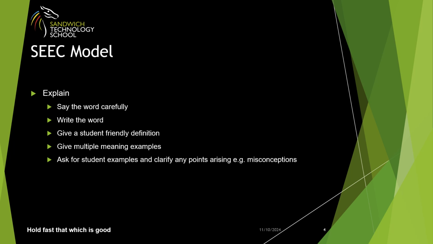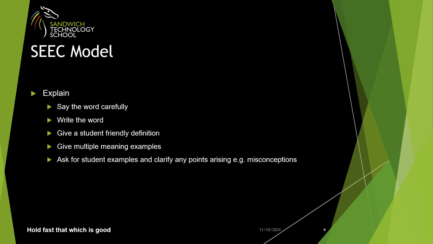The first E is explain. This has a very clear structure to it. Once we've selected the words, we go on to this explicit instruction and explanation of the words. The first step here is say the word carefully. Notice those phonemes and the syllables, and help the students to understand it. Make sure that we're not dropping any letters unintentionally when we're saying it.